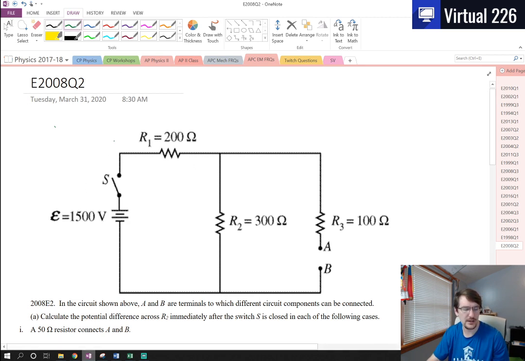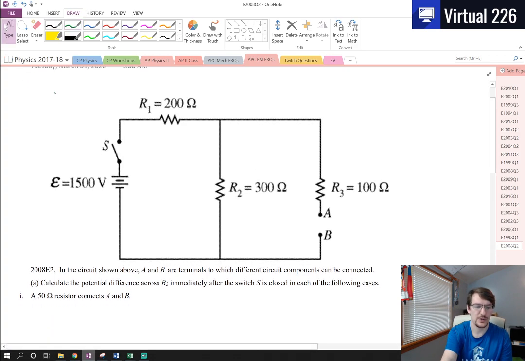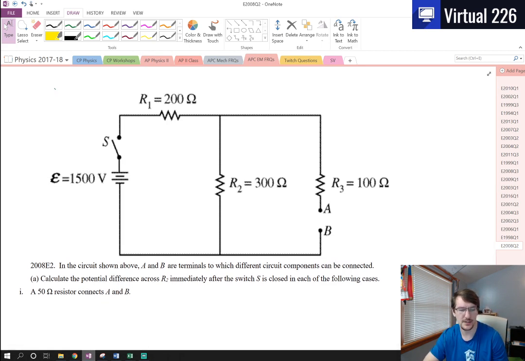We are looking at an AP Physics C, E and M problem from 2008, question number 2. In it, we have this circuit, as seen here, which consists of an EMF of 1500 volts, a little switch in the beginning, a resistor R1 of 200 ohms, and then a parallel branch with one side having a resistor R2 of 300 ohms, and the other branch having a resistor R3 of 100 ohms and some jumper patch A to B, which we're going to put a bunch of stuff into.